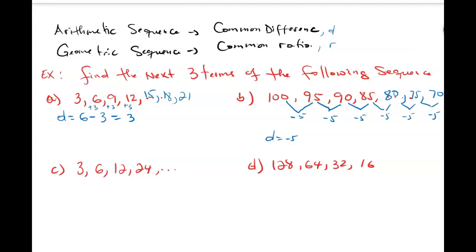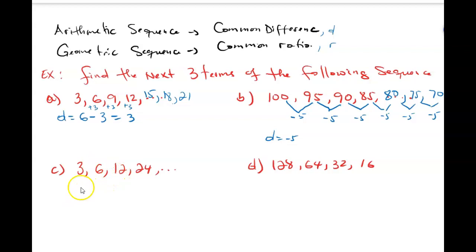So we subtract 5 because, by looking at the difference, we have a common difference, so we're dealing with an arithmetic sequence. Now let's say on number C, 6 minus 3 is 3, which means 3 plus 3 is 6, but 6 plus 3 is not 12. So we do not have an arithmetic sequence here. If we do not have an arithmetic sequence, then we have a geometric sequence.